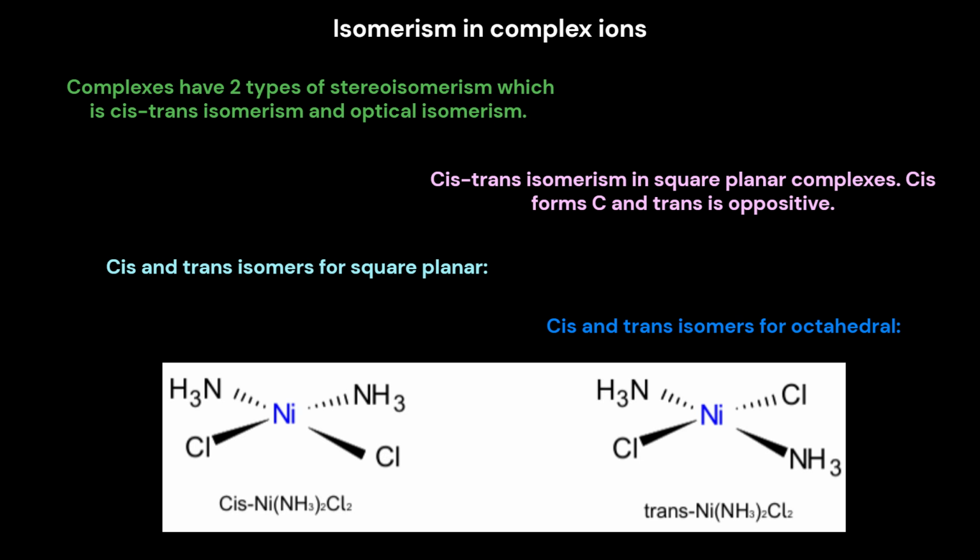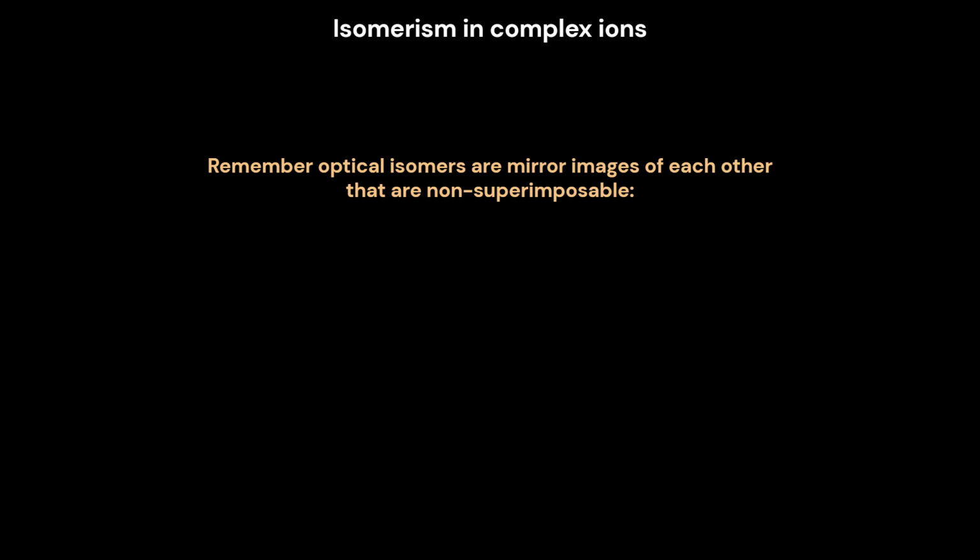Isomerism in complex ions. Complexes have two types of stereoisomerism, which are cis-trans isomerism and optical isomerism. Cis-trans isomerism in square planar complexes. Cis forms a C and trans is a positive. Cis and trans isomers for square planar, and cis and trans isomers for octahedral. Remember, optical isomers are mirror images of each other that are non-superimposable.